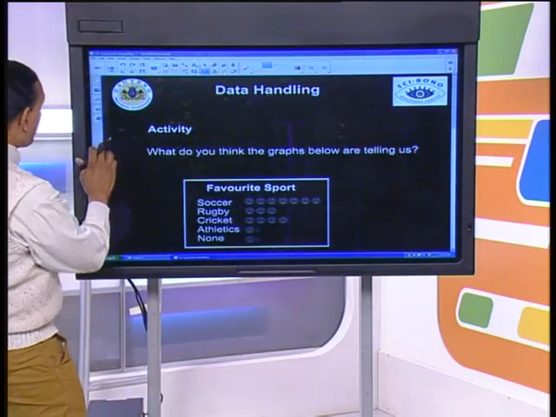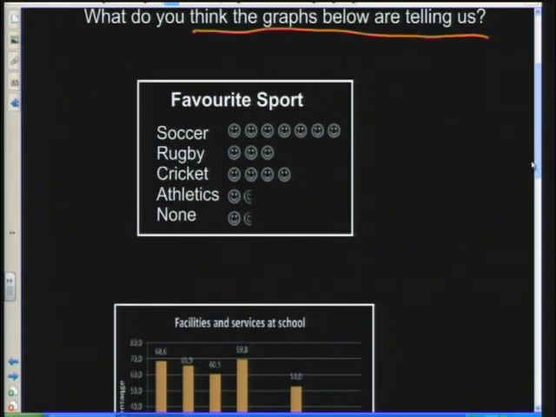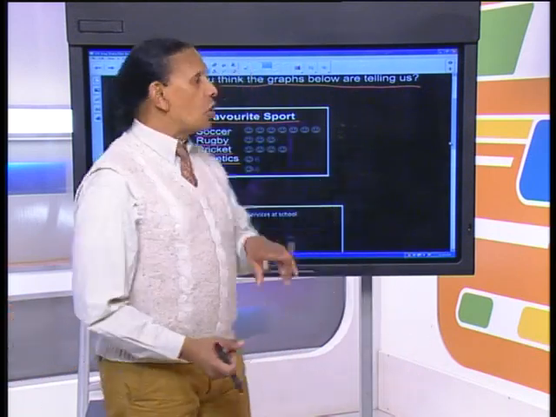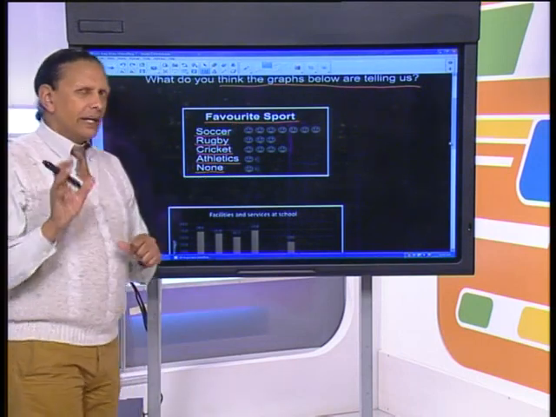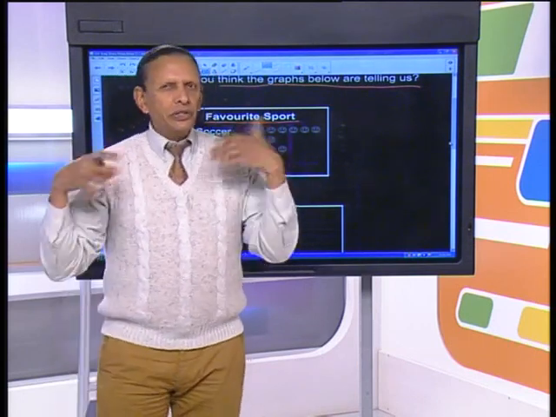Right. Let's look at the following activity quickly. What do you think the graphs below are telling us? Have a quick look at that graph. You'll see it is on my favorite sport, namely soccer, rugby, cricket, athletics. And of course, there are those people who don't have any interest in sport, so therefore none. I want you guys just to look at this graph, and just quickly amongst each other, have a quick discussion. Let's see, do you have an idea what the graph is telling you?